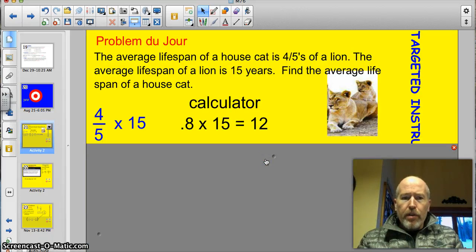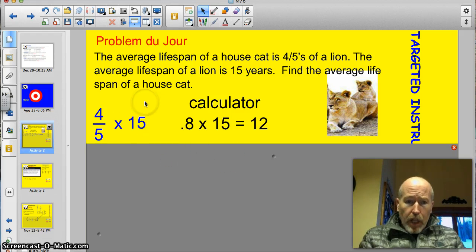The problem du jour. The average lifespan of a house cat is 4/5 that of a lion. The average lifespan of a lion is 15 years. Find the average lifespan of a house cat. All right, well, here's a lion, 15, and 4/5 of that will be a house cat. So I need to multiply 4/5 times 15.